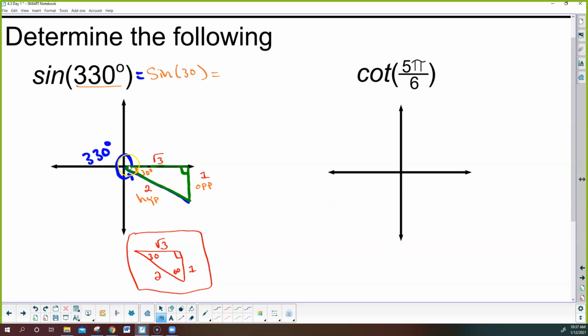But there's one thing that I have to be aware of. See how I went over in the positive direction for my x, and then I went down for my y? That's going to be a negative 1, because we went down to get to this point. Your hypotenuse will always be positive. So what is the ratio of opposite over hypotenuse? It's negative 1/2, and you're done.